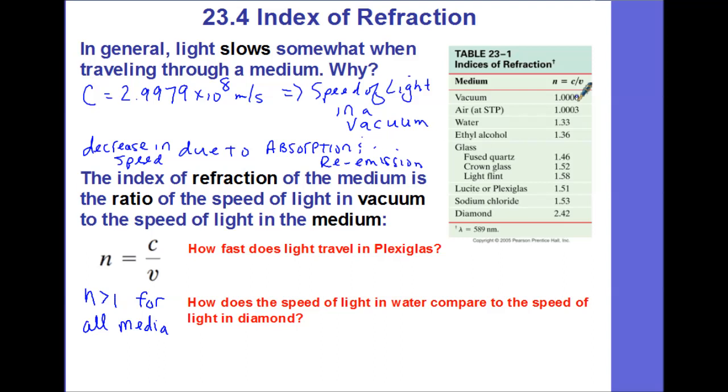Let's go ahead and try a couple of problems here. How fast does light travel in plexiglass? Well, n for plexiglass is 1.51.